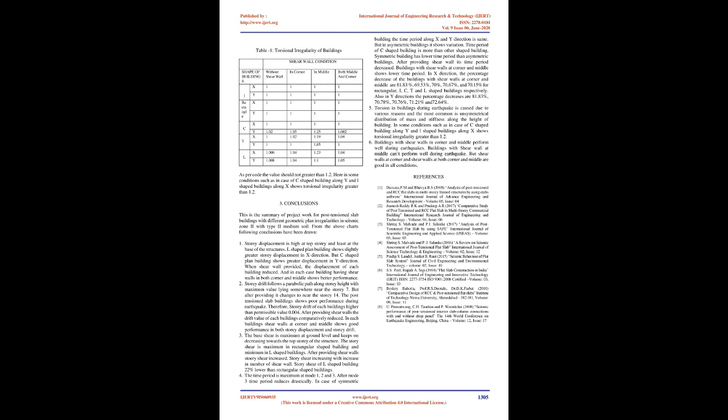5. Torsion in buildings during earthquake is caused due to various reasons, and the most common is unsymmetrical distribution of mass and stiffness along the height of the building. In some conditions, such as in the case of C-shaped building along Y and L-shaped building along X, it shows torsional irregularity greater than 1.2. 6. Buildings with shear walls in corner and middle perform well during earthquakes. Buildings with shear wall at middle only can't perform well during earthquake. But shear walls at corner and shear walls at both corner and middle are good in all conditions.